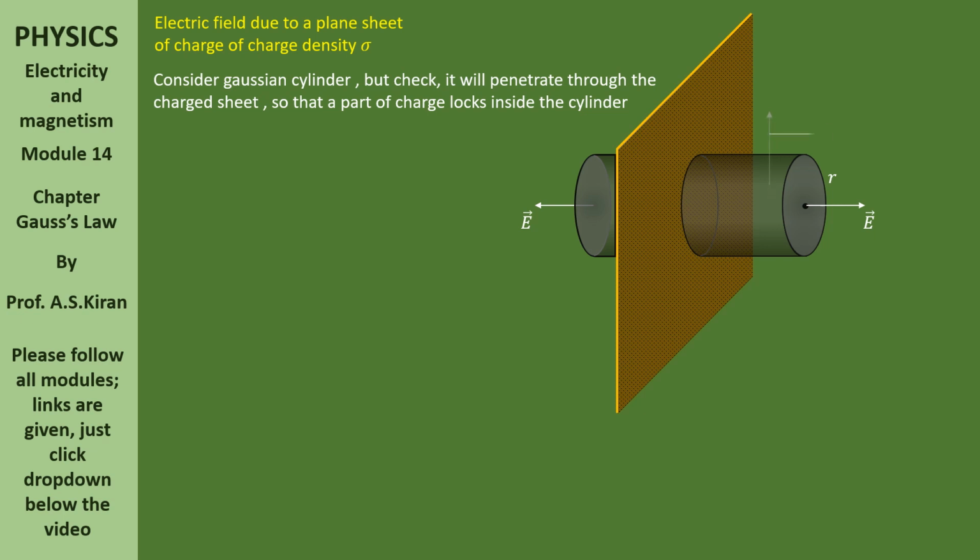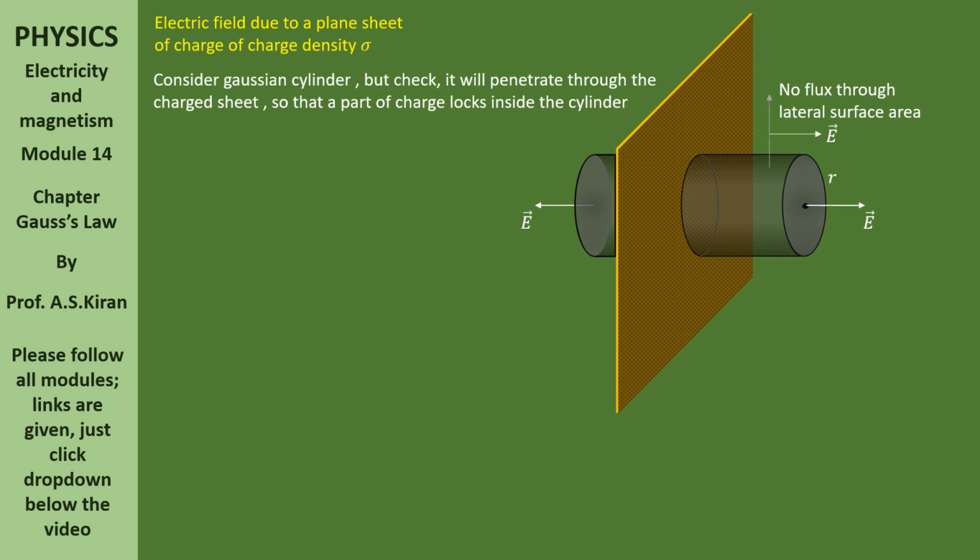Now, through the lateral surface area, there is no flux. Through the right side lid, there is flux. Through the left side lid, there is flux.